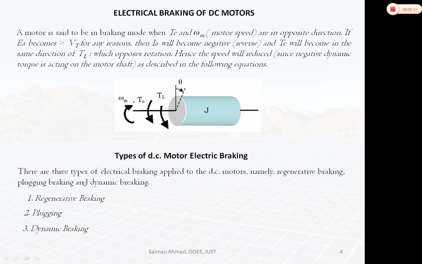But these three types of braking cannot be used in all DC motor drives. Like in a series motor, only plugging is possible. Regenerative braking and dynamic braking are not possible. But in a shunt motor and a separately excited DC motor, you will see that all three are possible. Okay, that I'll discuss next.